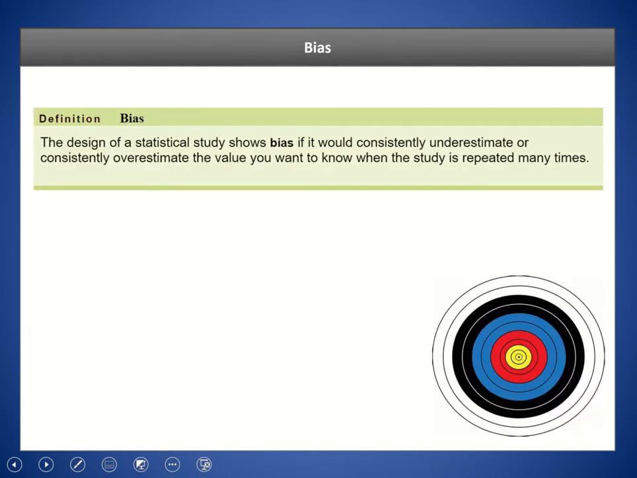So this overestimation and underestimation is known as bias, right? If you're taking a sample that is not representative of the population, then you run into this issue where you're constantly missing. So let's say that this represents the population target, and the bullseye is the population mean, like the average homework time. This is the actual.